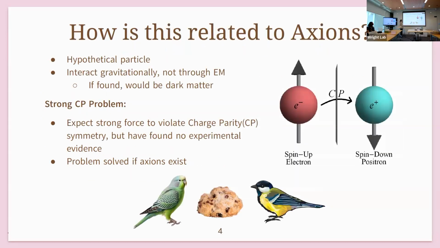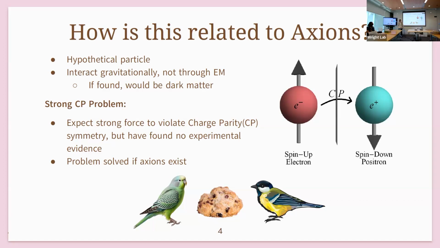And how is this related to axions? Axions are also a hypothetical particle, and they interact gravitationally, not through the electromagnetic field, which sounds familiar. So if axions are found to be real, then they would be a dark matter particle and would make up a large percentage of dark matter.